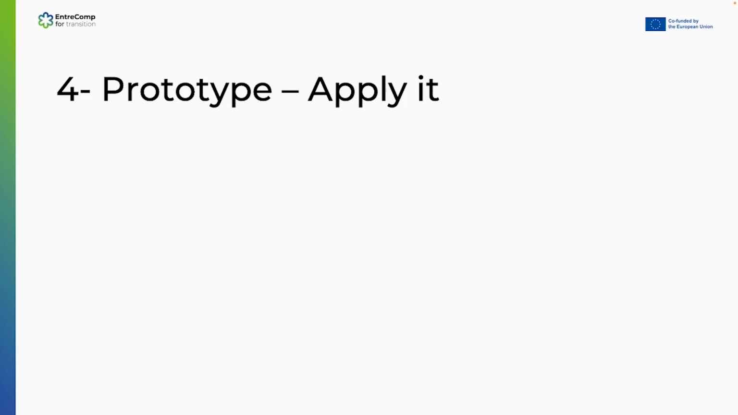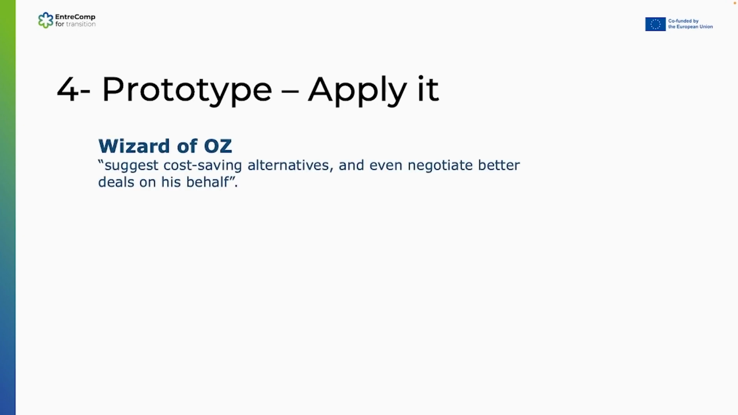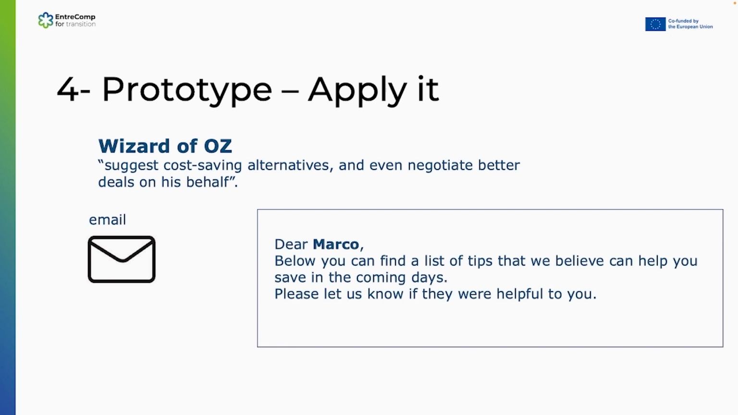My team and I decided to use the Wizard of Oz to fake the feature that suggests cost-saving alternatives and even negotiates better deals on his behalf. In order to do this, we decided to go out of the application and use the email account, to be free to change it quickly. We defined a template and the timing for sending emails so that it seems like a real newsletter. We also asked for feedback so that we could understand if we were doing it right or not.